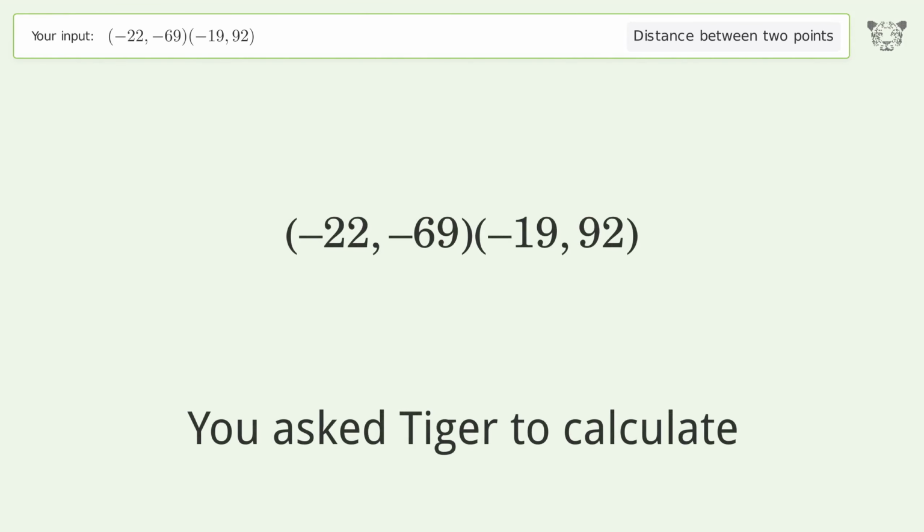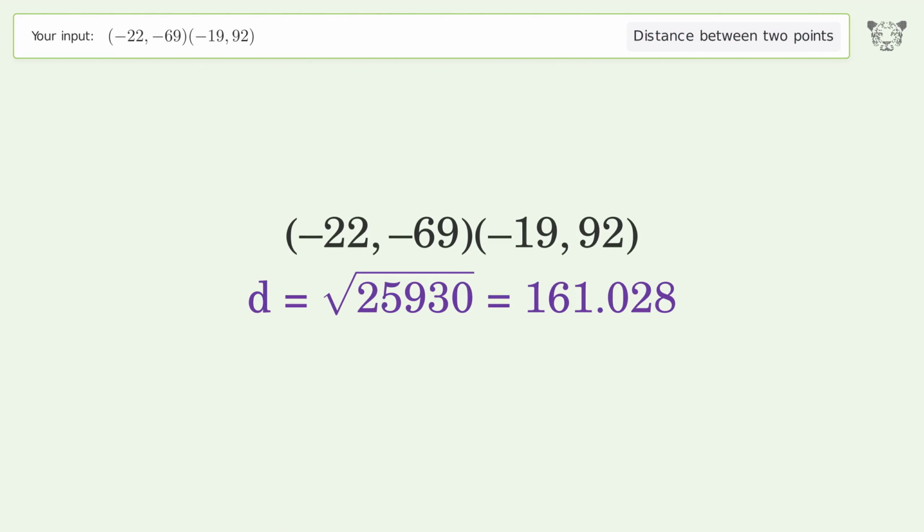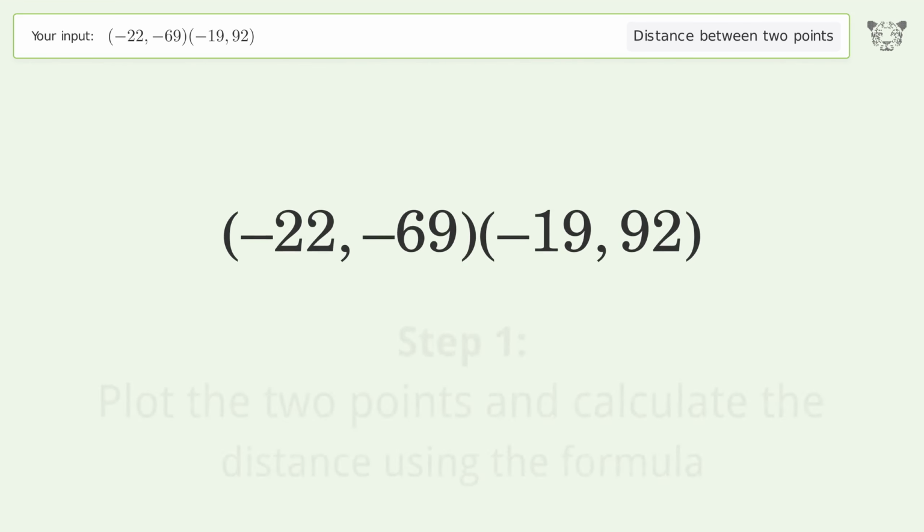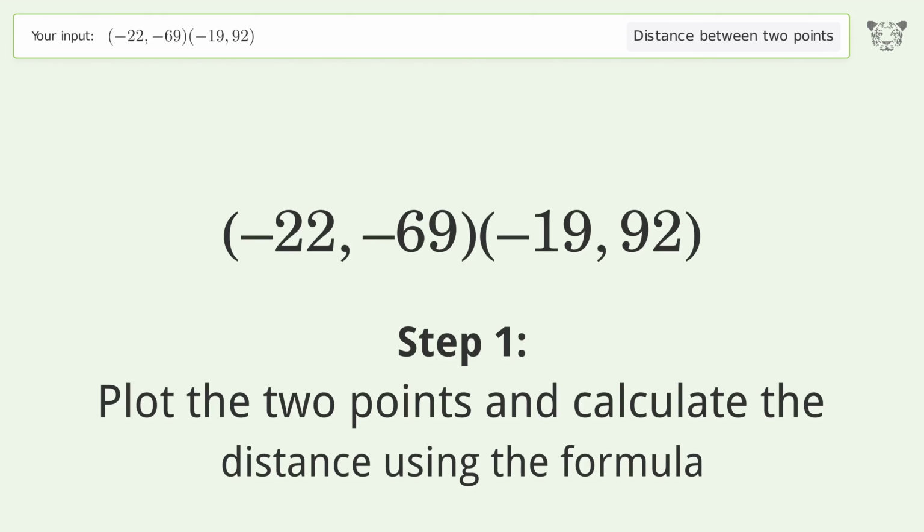You ask Tiger to calculate. This deals with the distance between 2 points. The distance between the 2 points is the square root of 25,930, or 161.028. Let's solve it step by step. Plot the 2 points and calculate the distance using the formula.